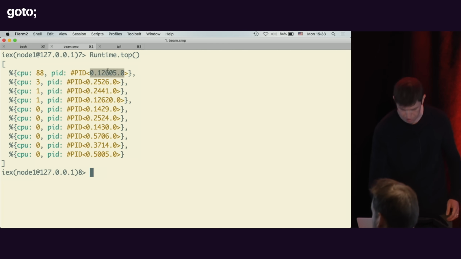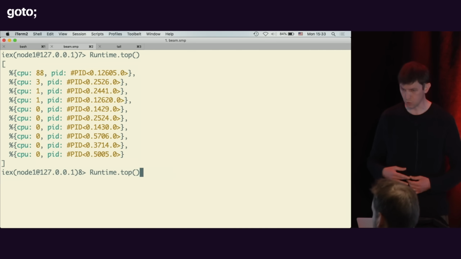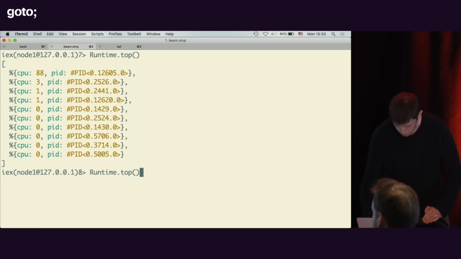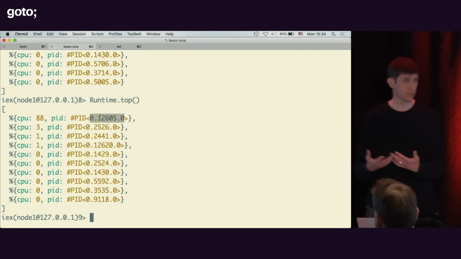It's the process with the PID 0, 126050. And so I'm just going to run this thing. This is our primary suspect now, and I'm going to run this thing one more time to make sure that it's the same process. And let's check it out. Sure enough, it's the same process, and so this is our culprit.